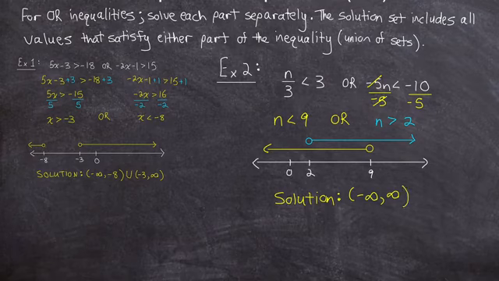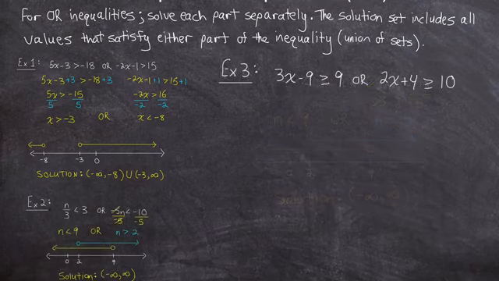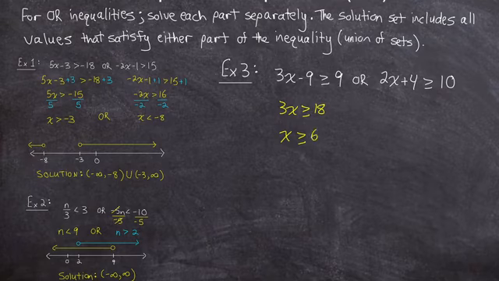Now let me shrink this and let's do one final third example. Once again, we have an or compound inequality. We'll solve each of the inequalities separately, starting with the one on the left. I'll add the 9 to the other side, giving me 3x being greater than or equal to 18. And then I'll divide both sides by 3, giving me x is greater than or equal to 6.